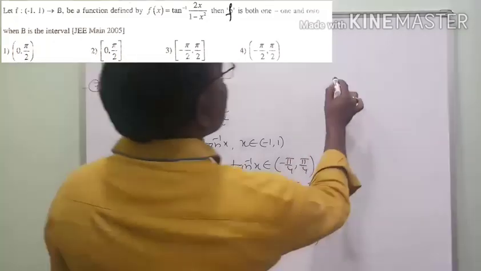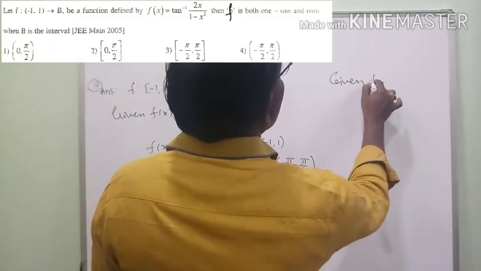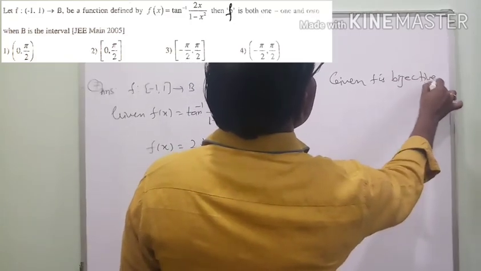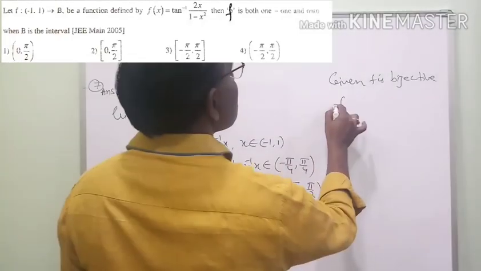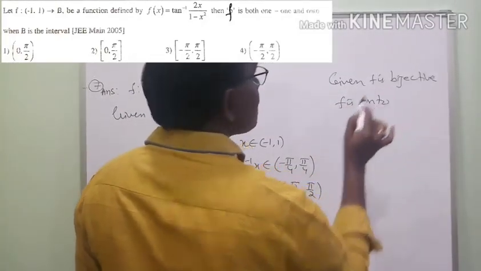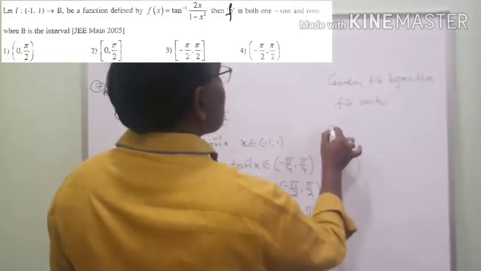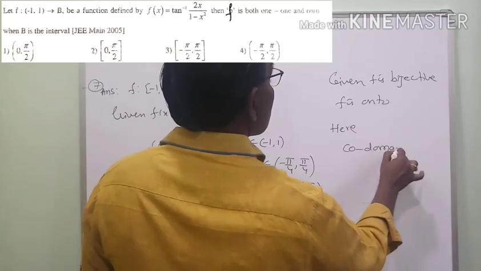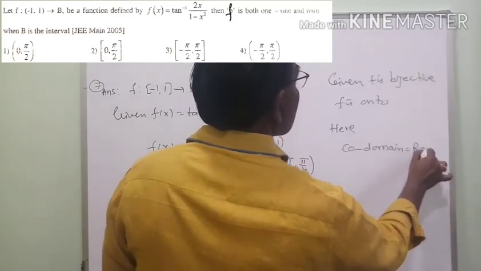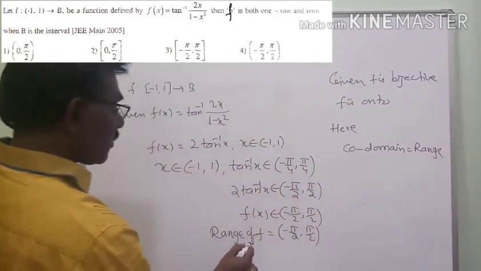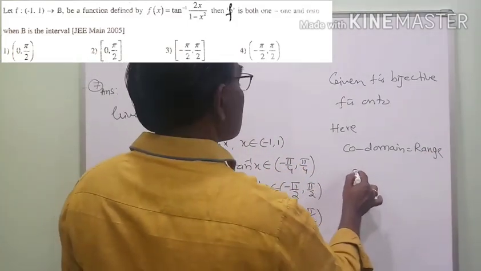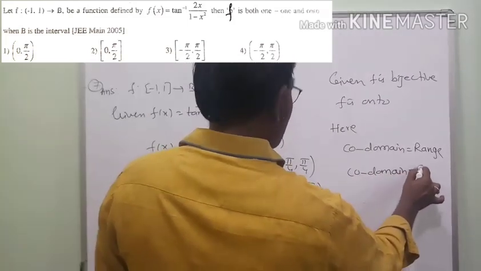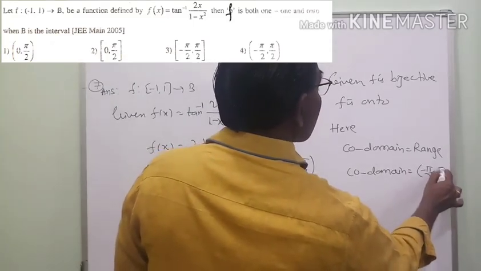Okay, given f is bijective. F is onto. F is onto, here codomain equal to range. Okay, now this is called range only. Now codomain is equal to minus pi by 2 to plus pi by 2.